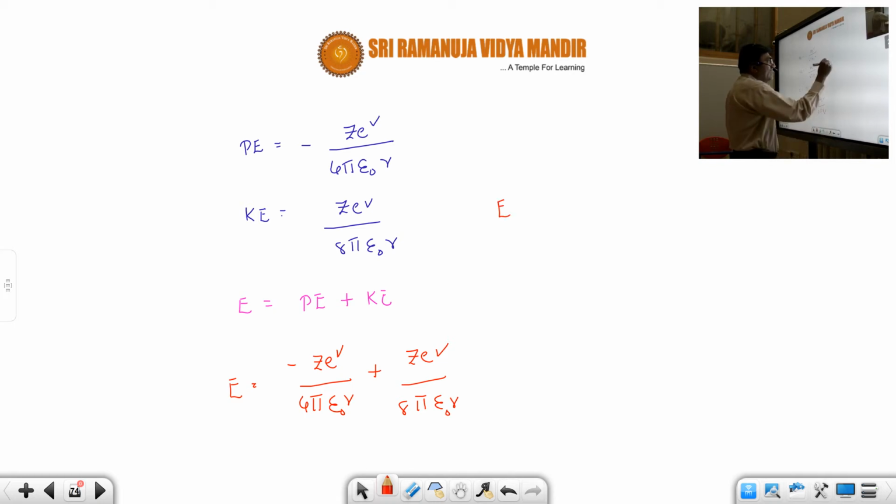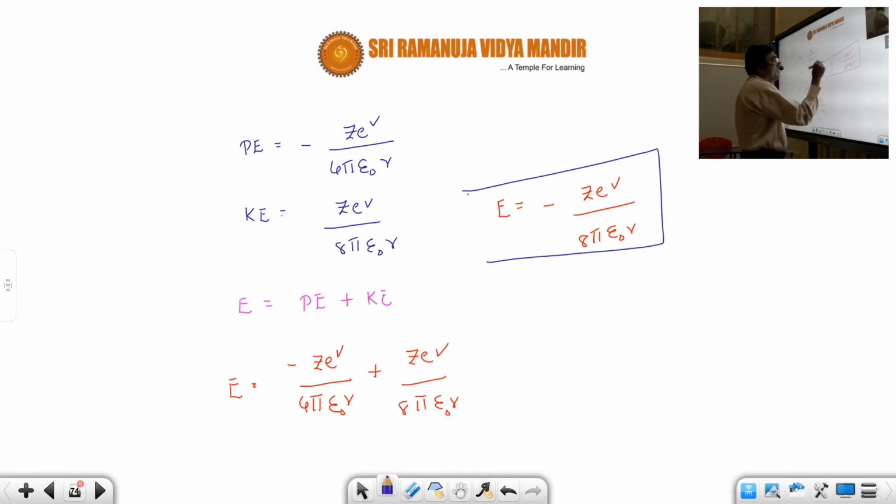Now E is equal to, now what will you get? Minus Z e square by 8 pi epsilon naught r. So this is the expression for energy. I hope you understood. Minus Z e square by 8 pi epsilon naught r is the energy.